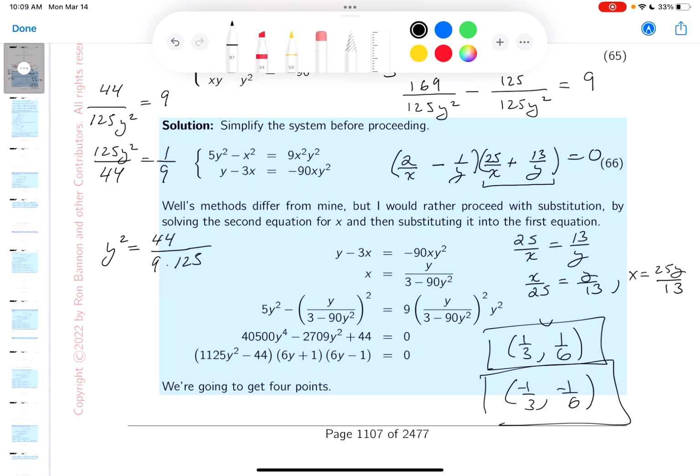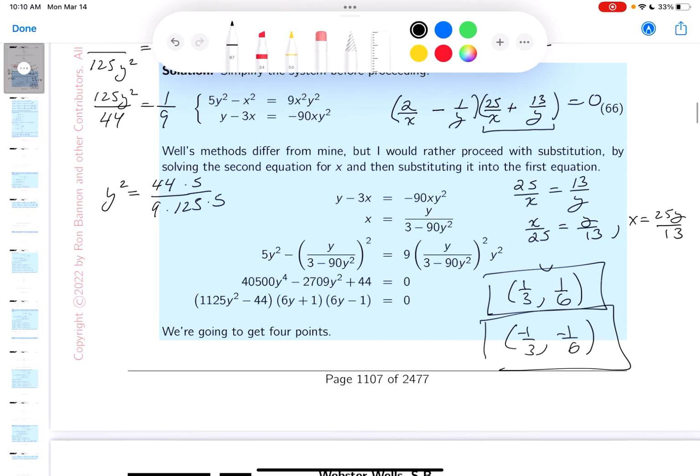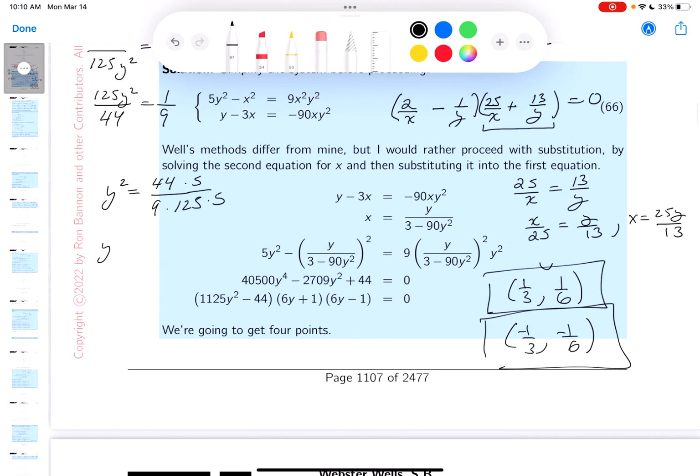All right, I got to do something here, which might seem crazy to you, but I got to make the bottom a perfect square. And the way I'm going to do that, multiply the top and the bottom by 5. And what are you going to get on top? I'll write this down as y squared, 44, which is a perfect square, and then I'd be left with 11 times 5, which is 55. On bottom, you get 9, and 125 times 5 is 25 squared.